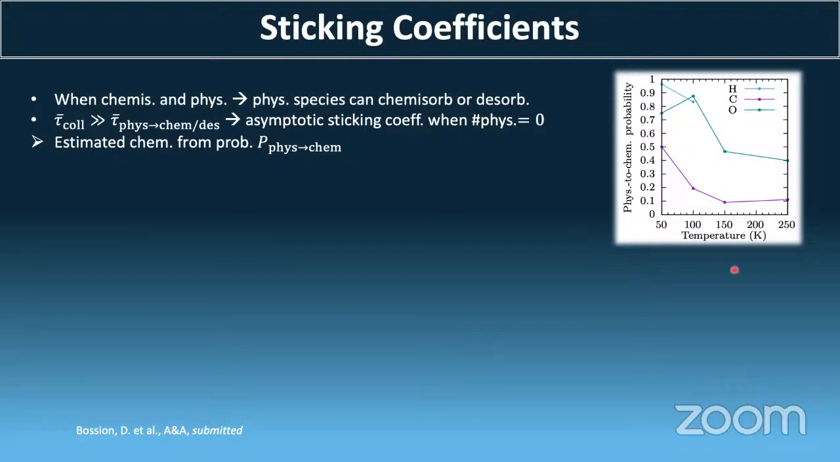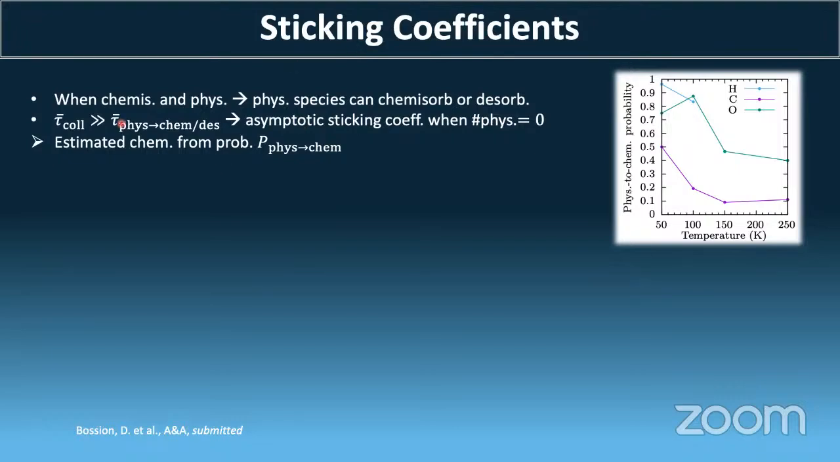So this is the little plot that is here. You can see that for H, the probability that a physisorbed atom finally chemisorbs is very high, it's close to 1. There is no point over here because there was no physisorption anymore. For carbon and oxygen, the probability is relatively high, but it decreases fast. So over 150 Kelvin, most of the physisorbed atoms will just desorb at some point. So we use this probability to compute an estimated chemisorption, which is basically an asymptotic value at long time.